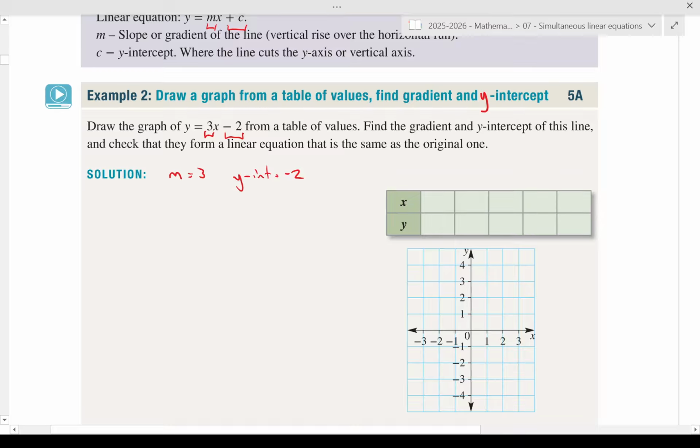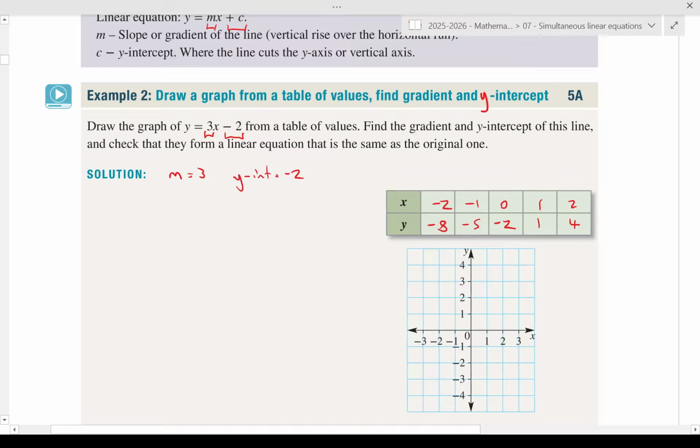So we then need to be able to draw the graph, but we're going to do it from a table of values because that's what they've asked us to do. So we'll do the same as we normally do: 0, 1, 2, minus 1, minus 2, and we're going to put in those values. So if I put that in, I'm going to get minus 2 there. 3 minus 2 is 1. 6 minus 2 is 4. Then I get minus 3 minus 2 is minus 5. And then minus 6 minus 2 will give me minus 8.